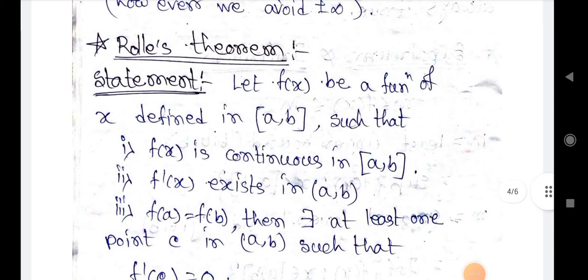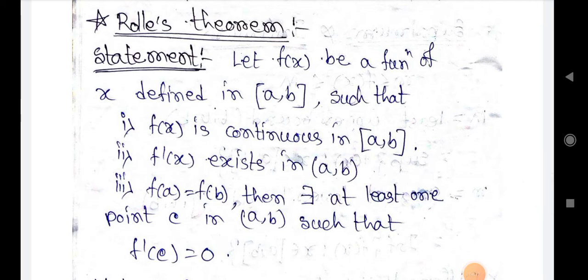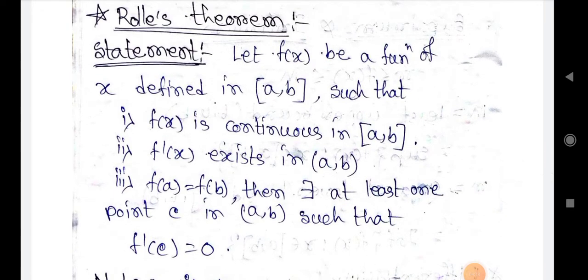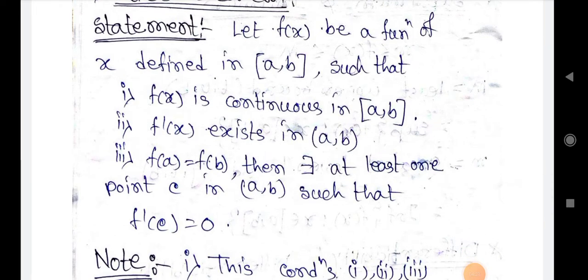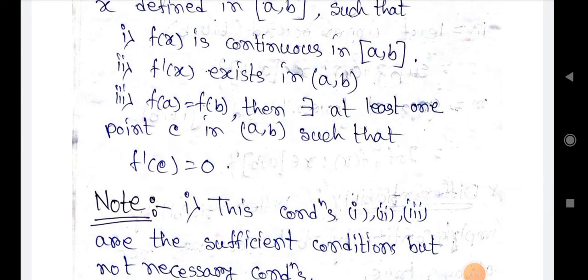Rolle's theorem. Here I only state the statement portion. Rolle's theorem statement: let f(x) be a function of x defined in the closed interval [a, b] such that number 1, f(x) is continuous in [a, b], number 2, f'(x) exists in (a, b), number 3, f(a) equals f(b). Then there exists at least one point c in the open interval (a, b) such that f'(c) equals 0.